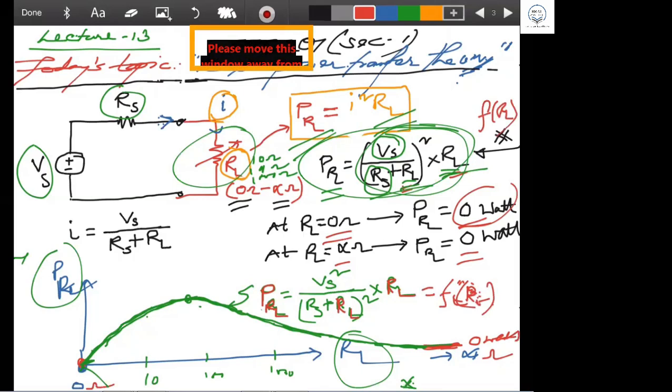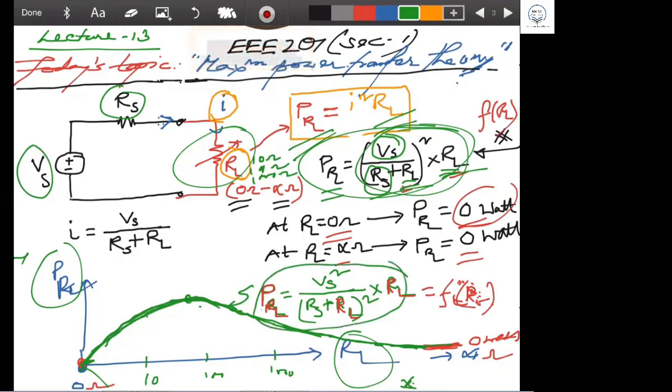This is the equation of this green line actually. This relationship is linear or non-linear? At least you can tell. Non-linear, sir. Yes, that's why the green curve is also a non-linear curve. It's not a straight line. And from this non-linear relationship, we have to find the peak value, this peak value.